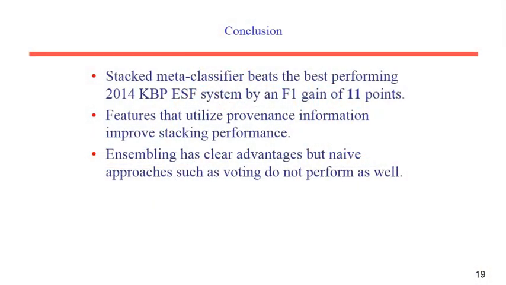So I think overall it shows that this idea of using stacking together with provenance information is a great way to combine multiple systems' results and get state-of-the-art performance. So just to wrap up then, a stacked metaclassifier beats the best performing KBP system from 2014 by an F1 gain of 11 points. And if you don't work in this area, you might not realize an F gain of 11 points is huge, actually, in this sort of area. So that's, I think, why I like these results: it actually gives you a remarkable improvement.